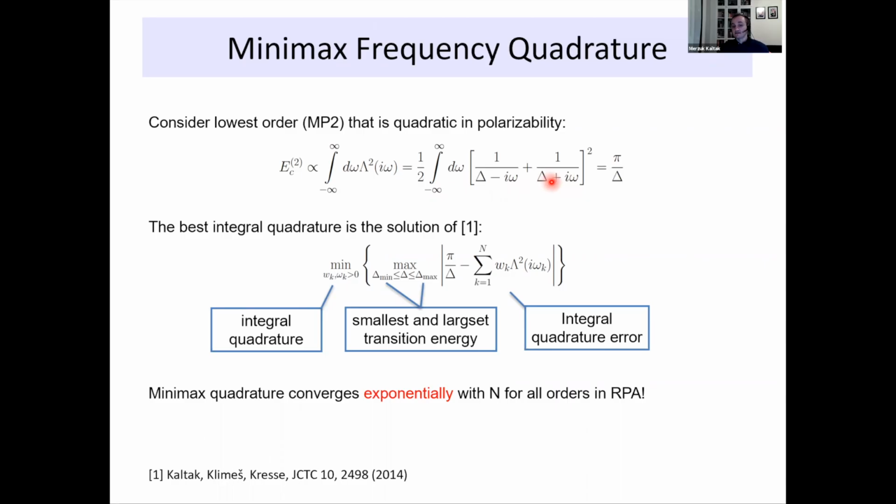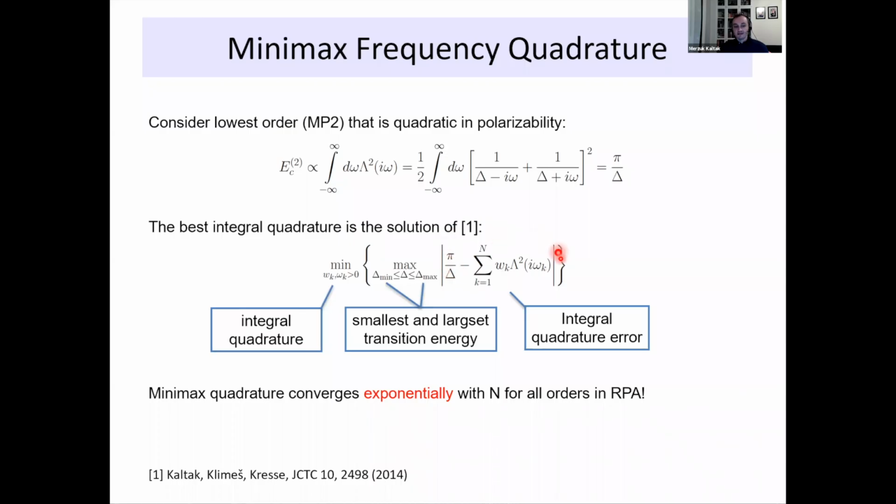analytically and end with the explicit result, which shows you that the lowest order contribution is inversely proportional to the transition energies that appear in the polarizability. Now, the best integral quadrature minimizes the following error for each transition energy that can appear in the polarizability. So the idea is you approximate this integral by a quadrature. This is this sum. And then you subtract the exact value of the integral.